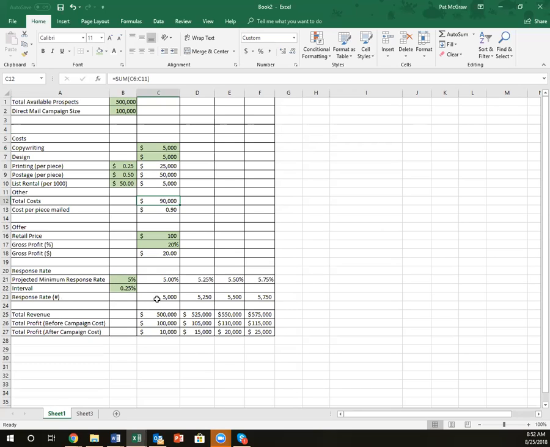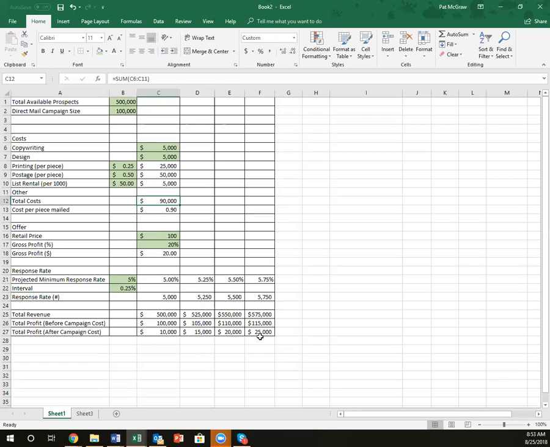The response rate numbers: if you have 5% on 100,000, that's 5,000. 5.75%, 5,750. So you've got that all set out, and then this will automatically calculate down. If 5,000 people respond at a 5% rate, at $100 a piece, you're looking at $500,000 in revenue, at 20% profit, total profit before the campaign cost of $100,000, and then total profit after campaign cost. Your campaign cost is up here. It was the $90,000. You take the $90,000 off the $100,000, it means you still netted $10,000 profit on this.